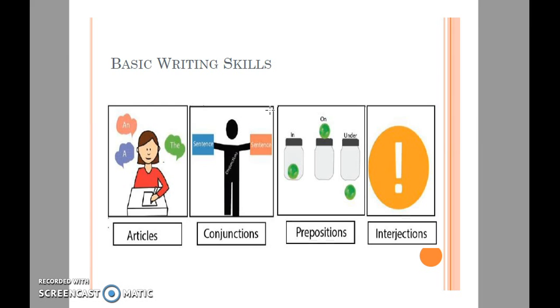And it may be the starting and ending part of your piece of writing. So you must have an idea about grammar, for example articles, conjunctions, prepositions and interjections, and whatever you are writing, you must have a sense of using the written communication mode.